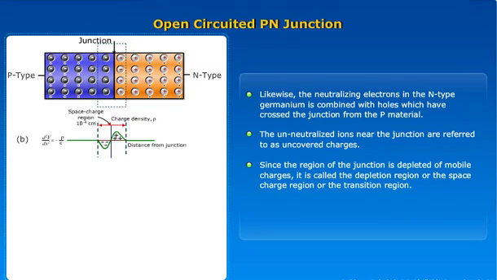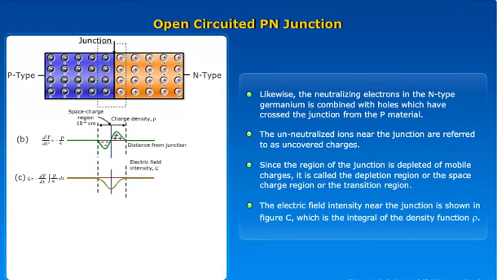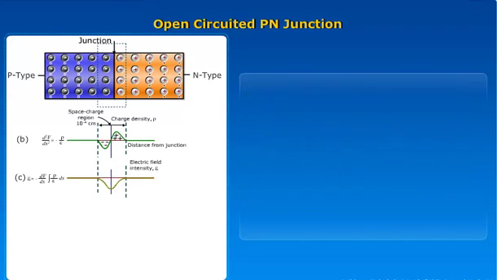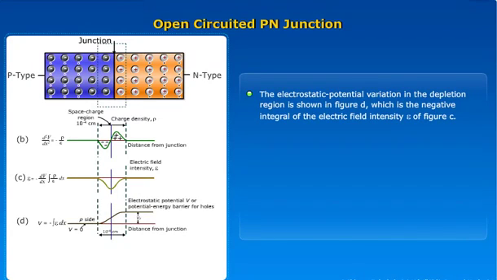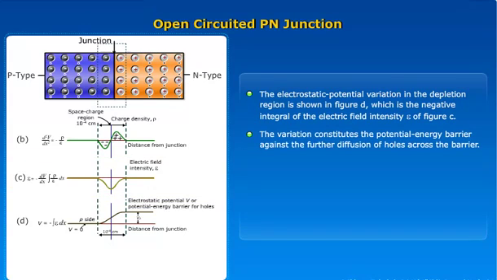The electric field intensity near the junction is shown in figure C, which is the integral of the density function ρ. The electrostatic potential variation in the depletion region is shown in figure D, which is the negative integral of the electric field intensity epsilon of figure C. The variation constitutes a potential energy barrier against a further diffusion of holes across the barrier.